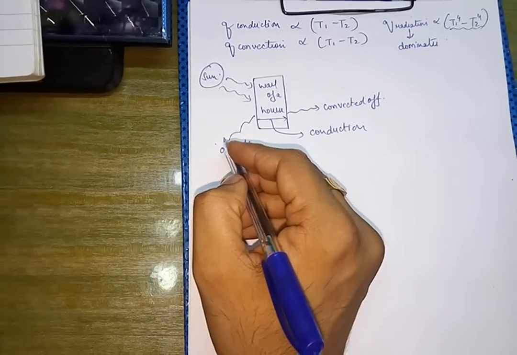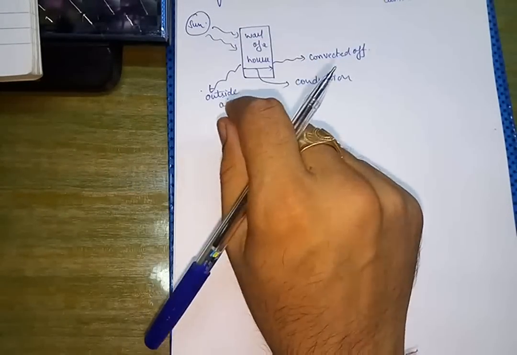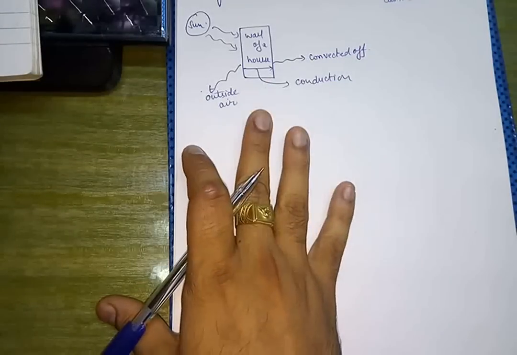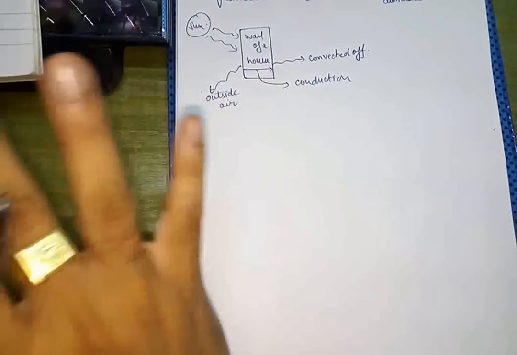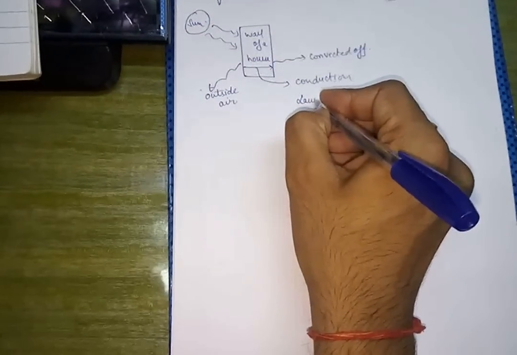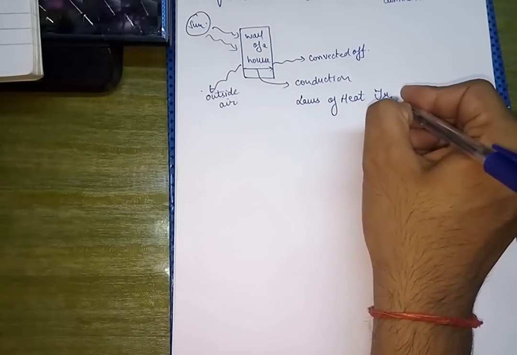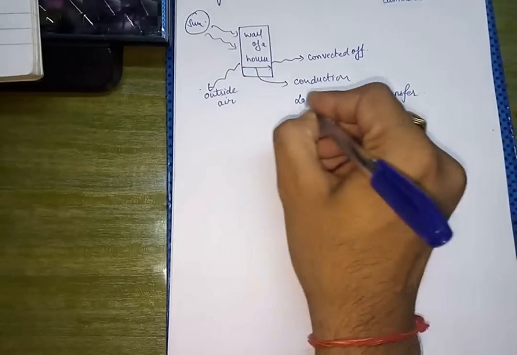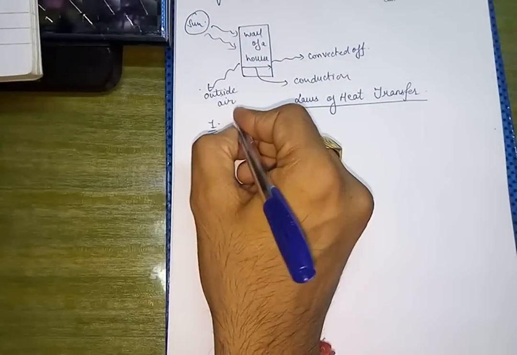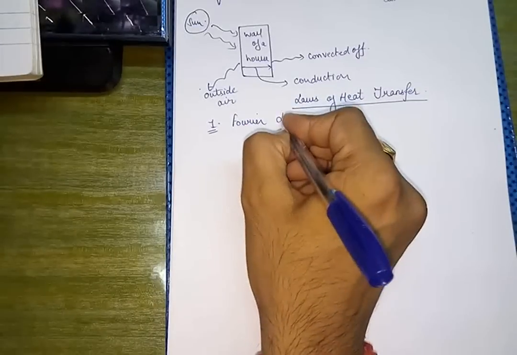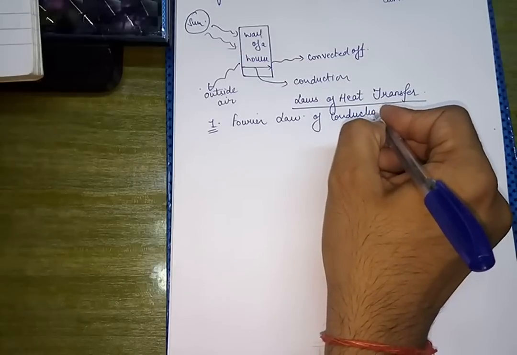Some convection is given to the outside air. Okay. Now we come to the actual topic from where the subject starts, and this topic, please study it very carefully because questions are framed mostly from this part. And we will now start with laws of heat transfer. Now the first law that we need to study is Fourier law of conduction.